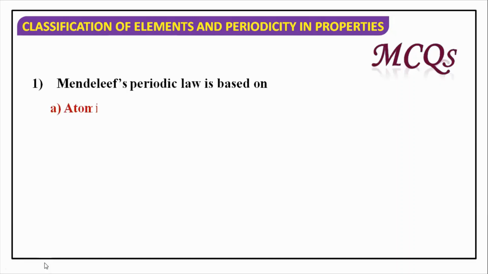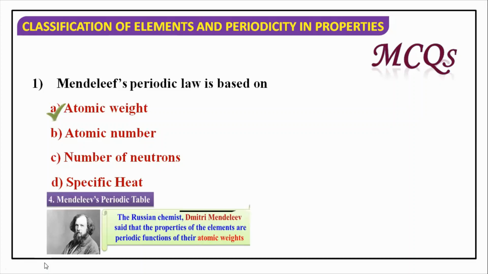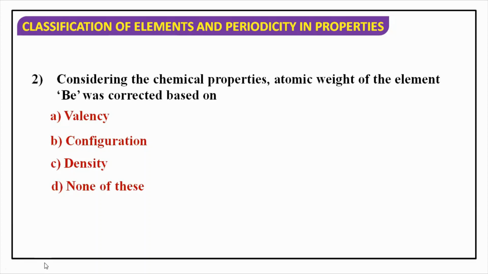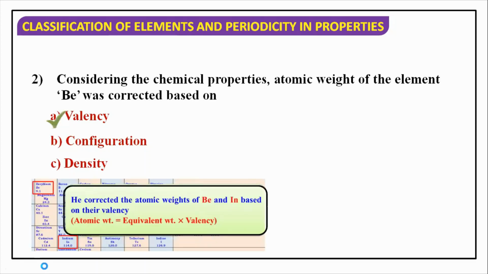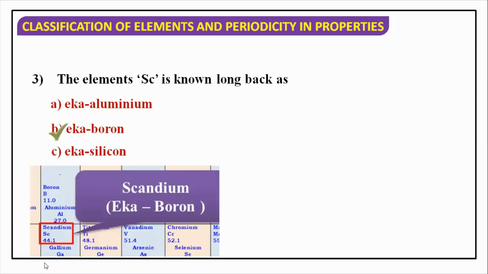Okay, so we have some MCQs to solve. Mendeleev's periodic table was based on atomic weight. Okay, consider the chemical properties. Atomic weight of elements was corrected based on. So the atomic weights were based on valencies. The element scandium is known long back as. Scandium को क्या बोलते थे? It was like एका boron.